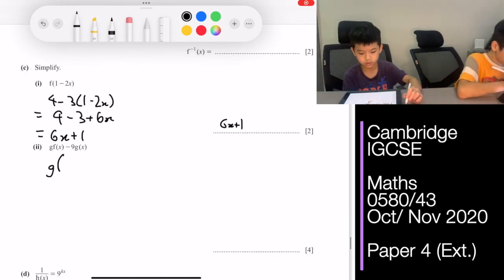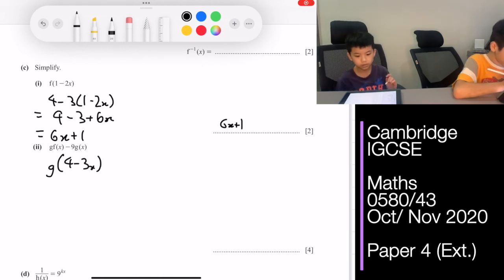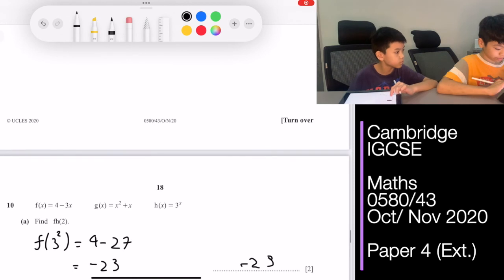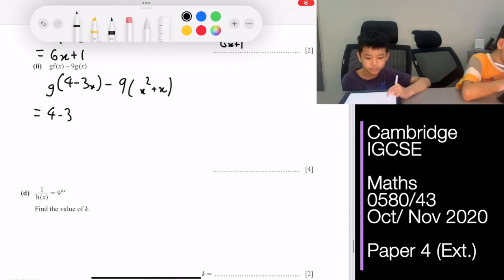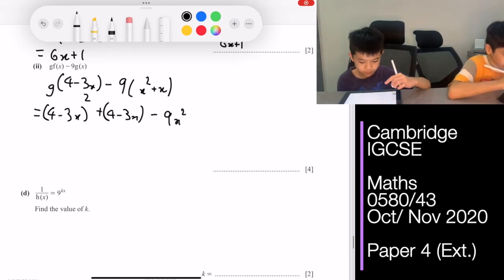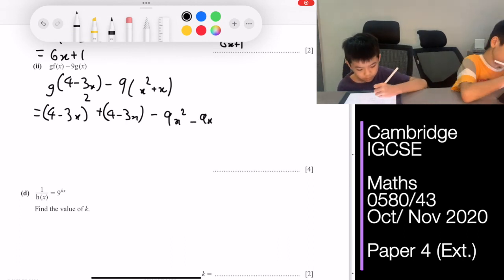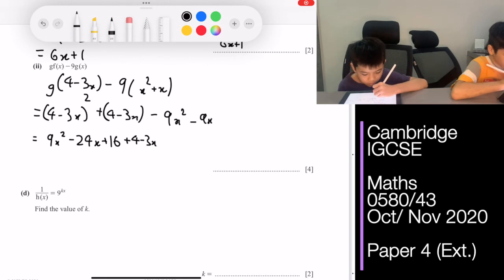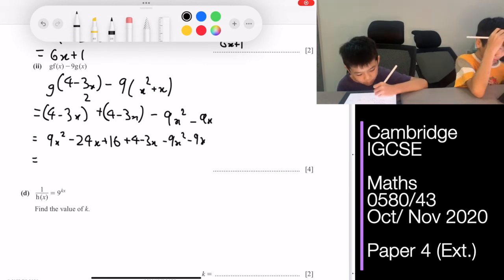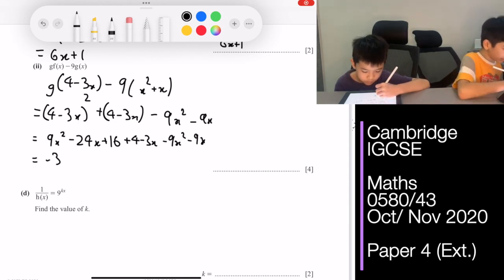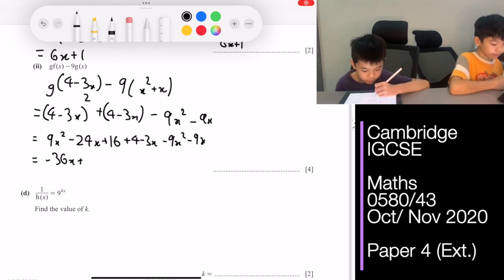Question c2. So it'll be gf, which is 4 minus 3x minus 9x squared plus x. Which equals 4 minus 3x squared plus 4 minus 3x minus 9x squared plus 9 minus 9x, which equals 9x squared minus 24x plus 16 plus 4 minus 3x minus 9x squared minus 9x, which equals negative 36x plus 20.